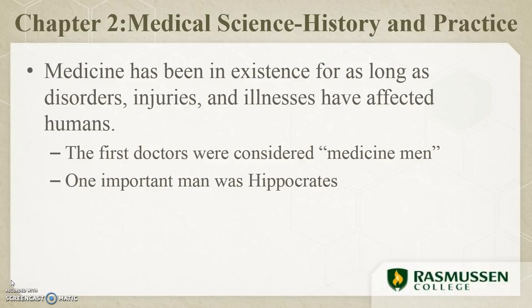Now the chapter does go on to discuss other important figures, men like Galileo, Ben Franklin, Louis Pasteur, and other men. But beyond them, there were some very important women in the history of medicine as well. Individuals like Clara Barton, Florence Nightingale, and Elizabeth Blackwell. I'm going to leave those individuals for you to read about. So please make sure, again, that you are reading Chapter 2 as it does discuss those important individuals.